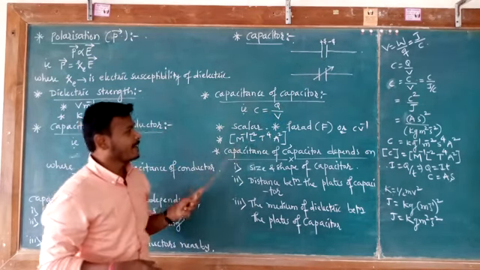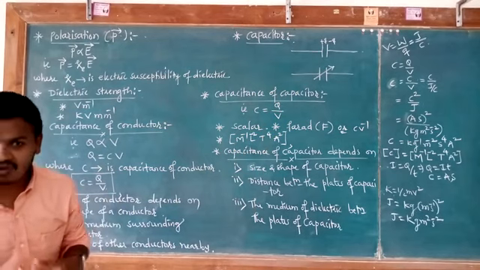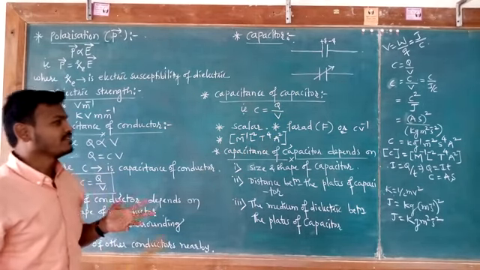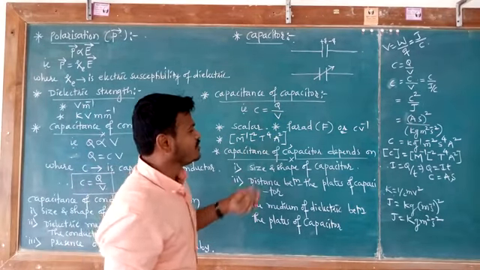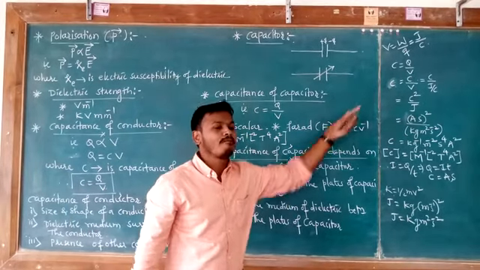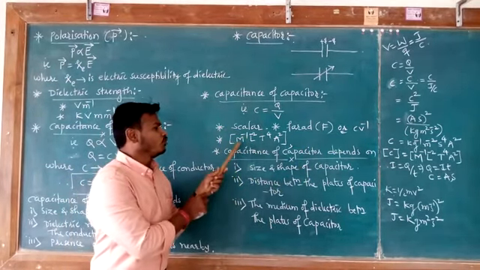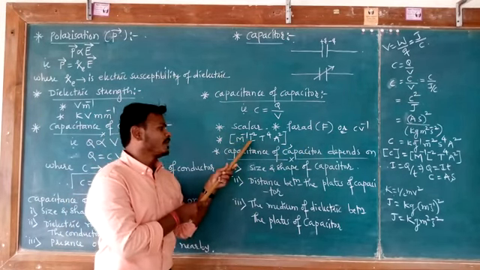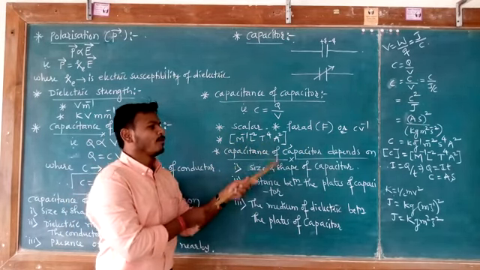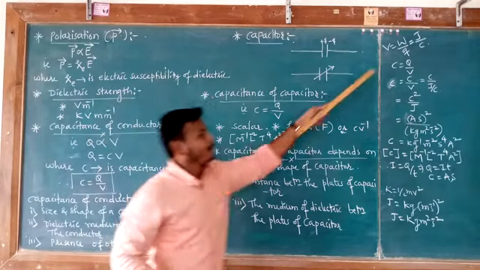Generally the capacitance of a capacitor is a scalar quantity. The SI unit of capacitance is the farad, denoted by capital F, or coulomb per volt. The dimensional formula of capacitance is M to the power of minus 1, L to the power of minus 2, T to the power of plus 4, A to the power of plus 2.